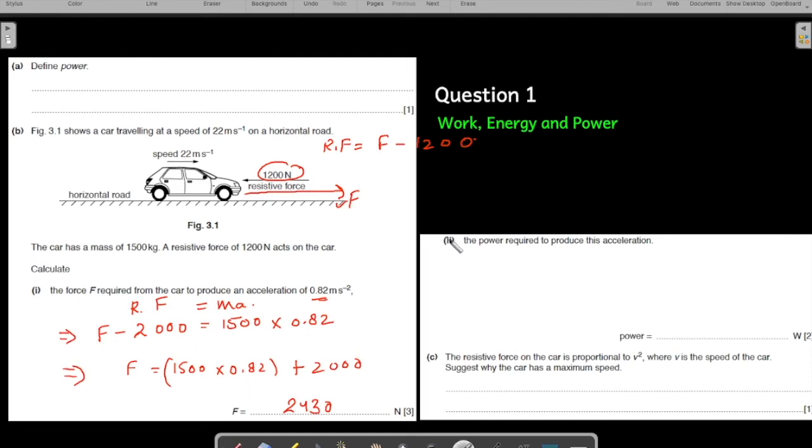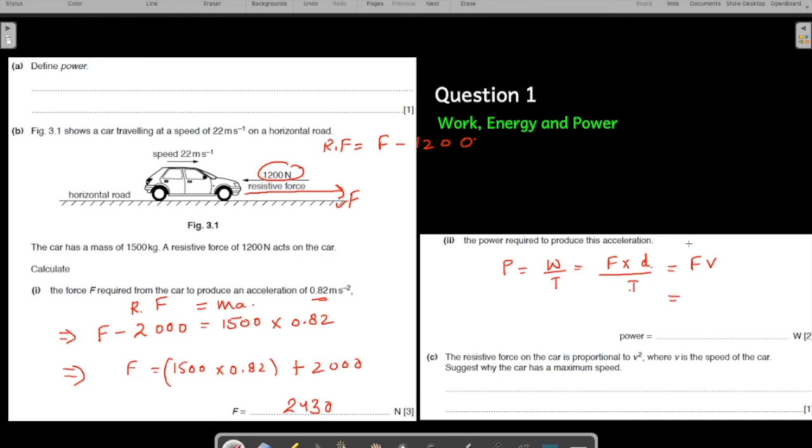Alright, now let us move to the next part of the question. The power required to produce this acceleration. How do you calculate the power? Power is work done over time. Work done is force multiplied by the distance traveled, right? Over time, distance over time is velocity. So we also know, if you go through the theory lesson, that another formula for the power in terms of the velocity is power is equal to F times the velocity. You know the velocity here, 22.